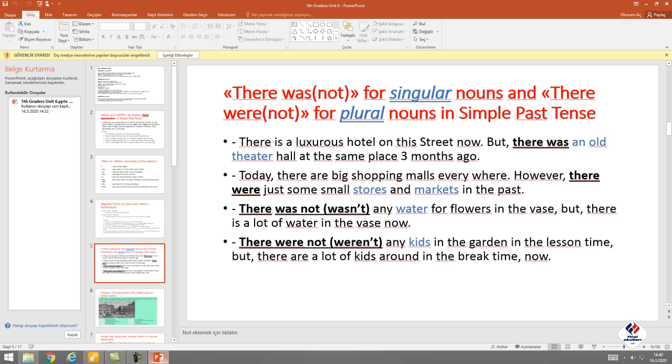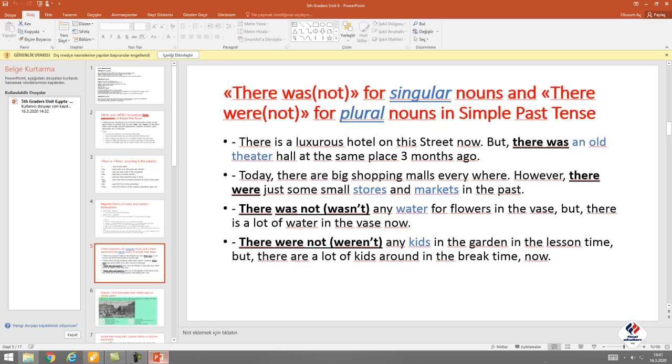So we use there is and there are together with is not or are not in order to talk about what things, what people, what subjects, what actions are available or not available at present time. But what if I'd like to talk about the past time? Here, for the past time, we use there was and there were patterns. Please look at the slide here.